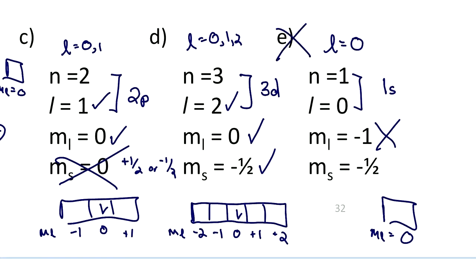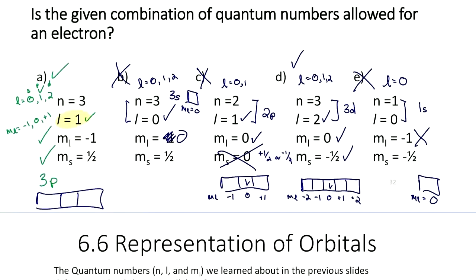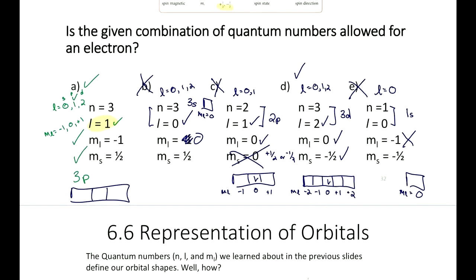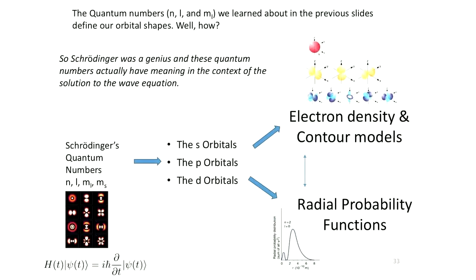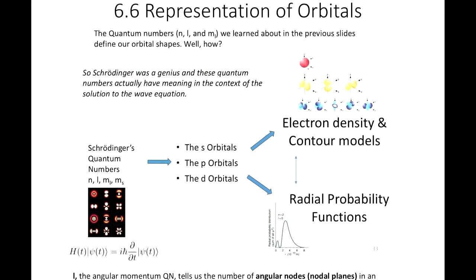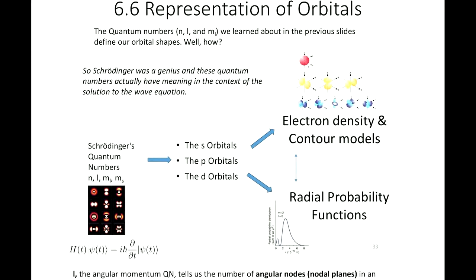So E is incorrect, C was incorrect, but D and A were okay. All right. So those are definitely harder to recognize, what combinations are incorrect versus correct. All right. So those are the possible quantum numbers we can have. We've talked a lot about these integer values, our n, L, ML quantum numbers.